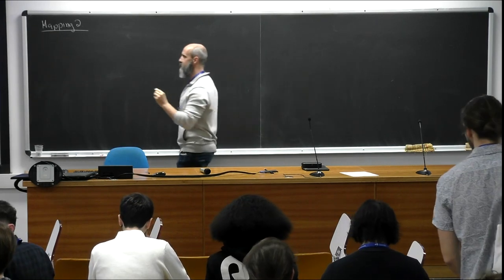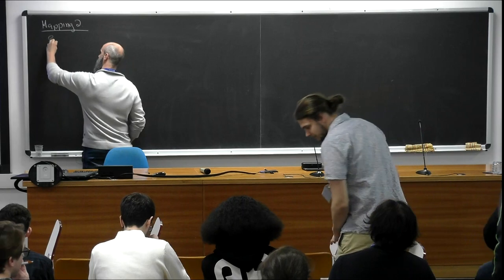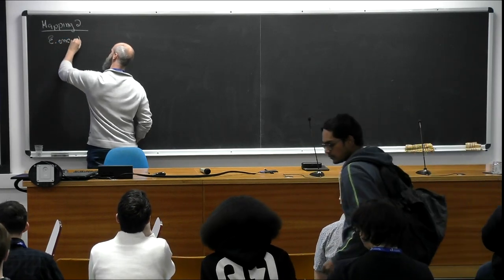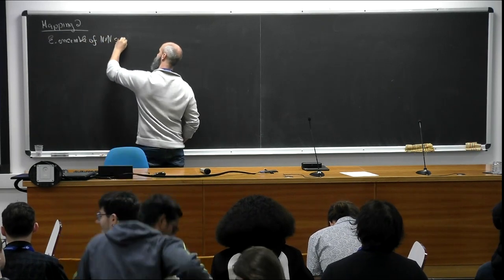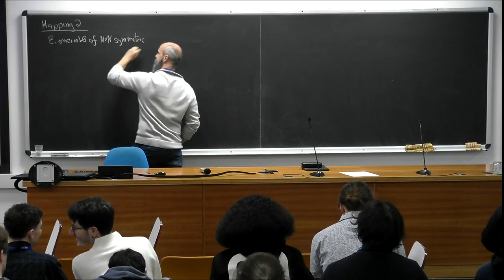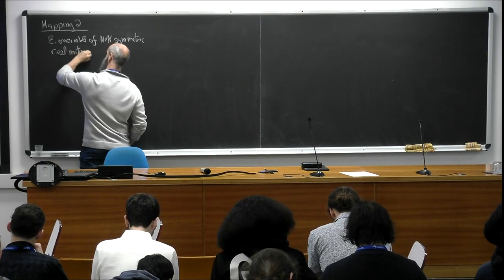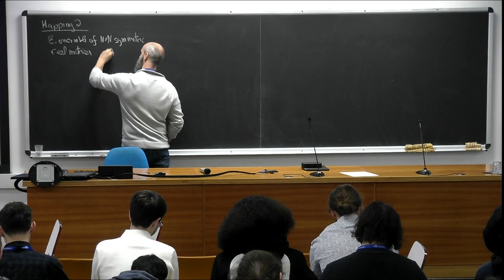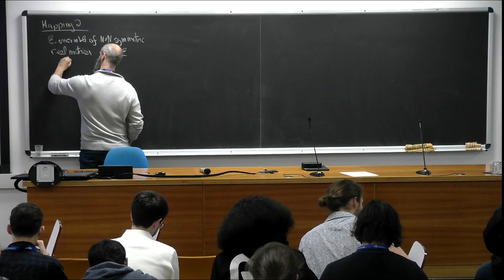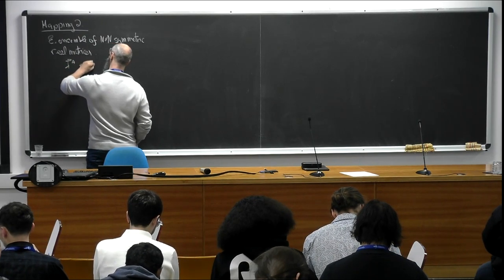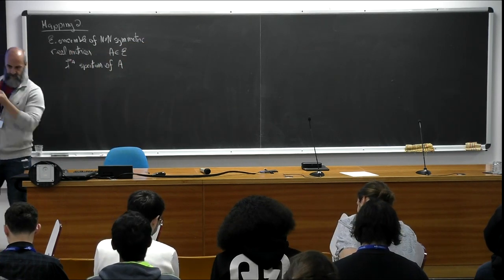So the idea was to have an ensemble of n times n symmetric real matrices, and suppose that we have one A which belongs to this ensemble, and let us denote as lambda vector A the spectrum of A, and then we introduce the following random variable.